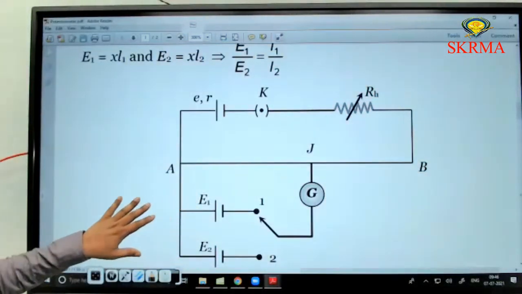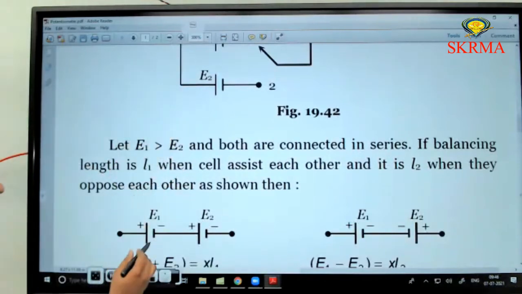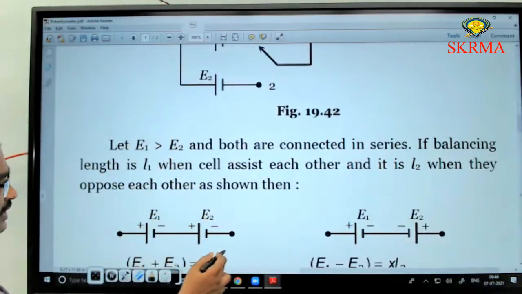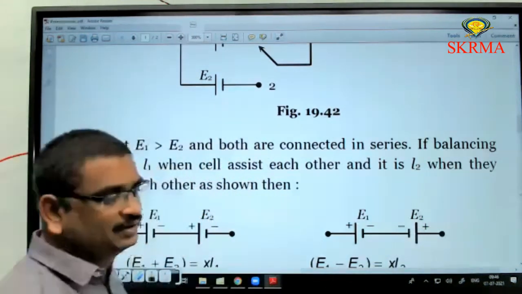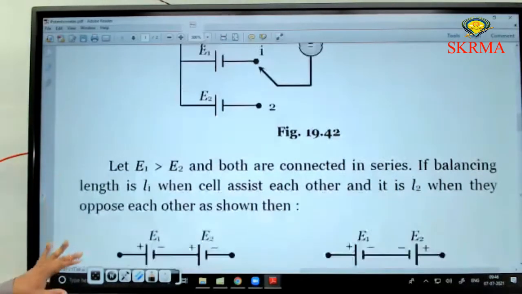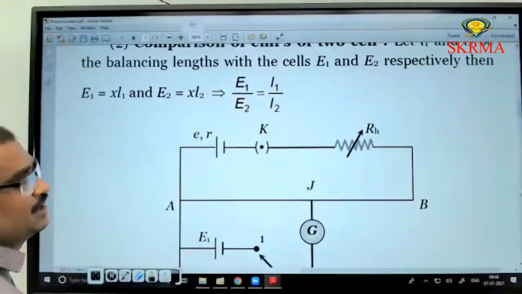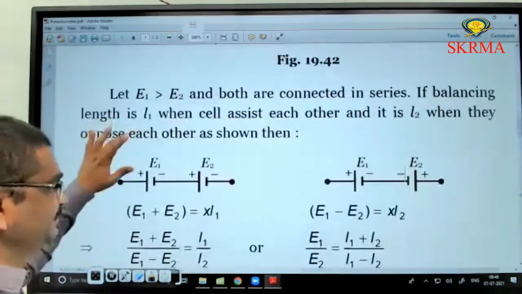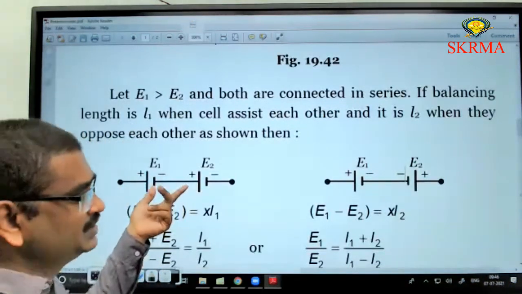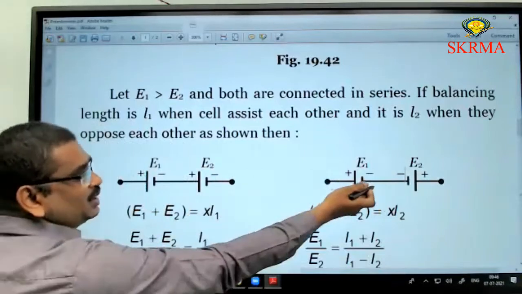Next, for this one, you can connect the cells in series and parallel, so instead of a single battery, I am connecting them like this in series with opposite poles connected. Next one, with reversed poles, the same poles are connected. Now in this case, if you connect E1 and E2 individually, what is the formula? E1 by E2 equal to L1 by L2. That is the formula. Next, if you connect like this, in series position with opposite polarities, and here in series position but with the same polarity connected.